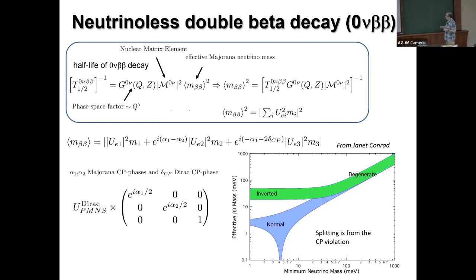So this is how the effective mass looks with some values. And you are going to have this splitting due to the different phases that you can choose.